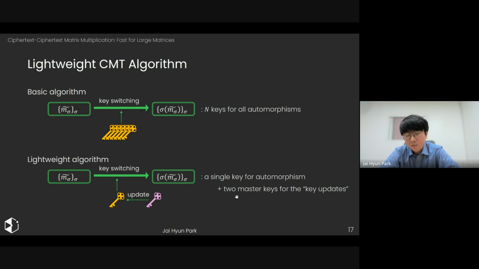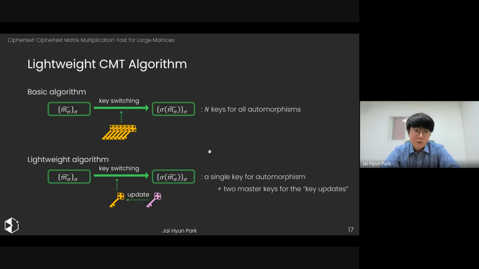In terms of latency, it is slightly worse than the basic algorithm because we need to do both key switching and update during the algorithm. But in terms of key size, this is really good. We also need another key to update the key, but we only need like 2 keys. So overall, we only need like 3 keys for the whole lightweight algorithm.